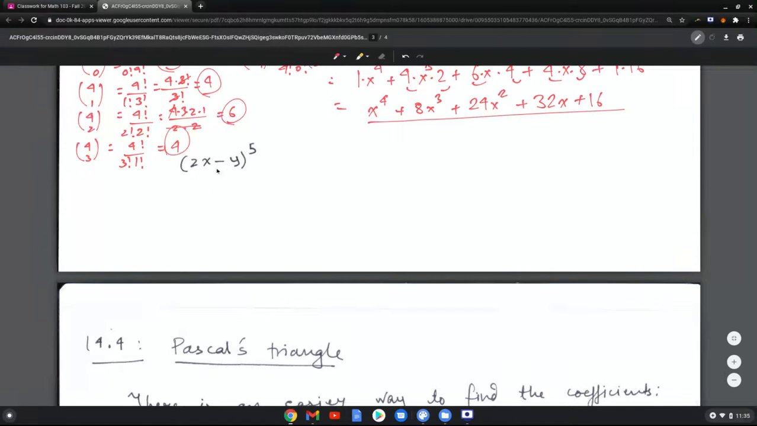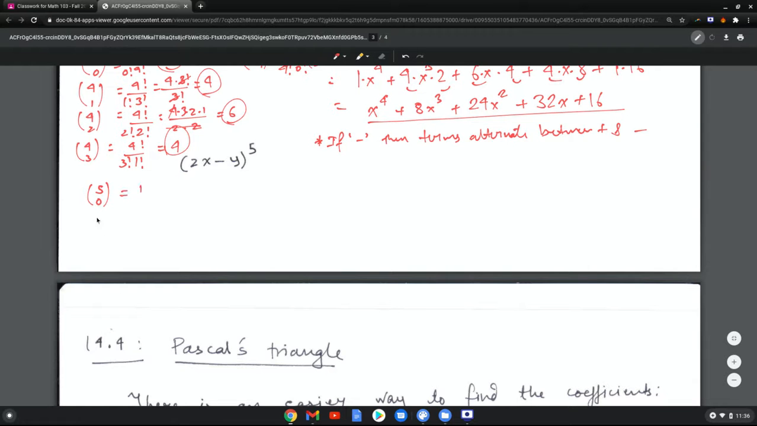Now let's look at another example, 2x minus y to the 5. Let's strategize this in order to make it easier. If you have a minus, then the terms alternate between positive and negative. So this is going to end up being something minus something plus something minus something plus something. Now you know that you have to evaluate these things.